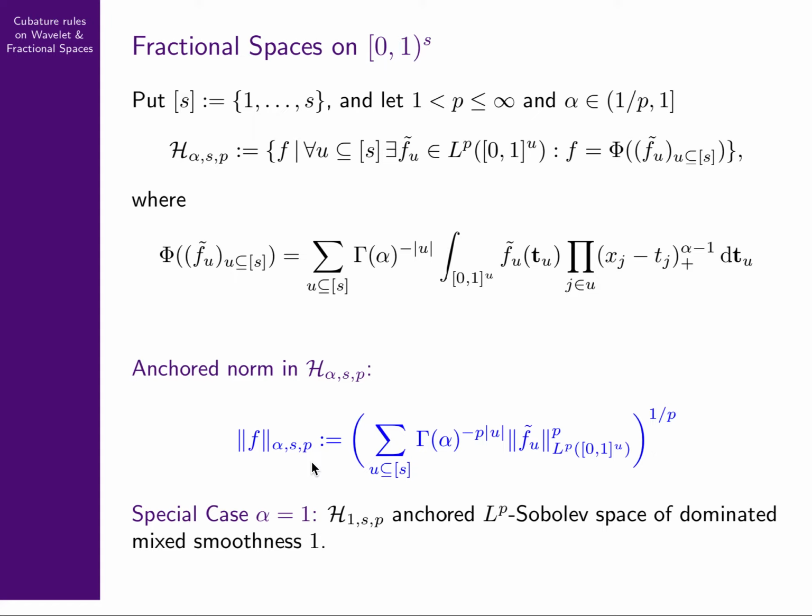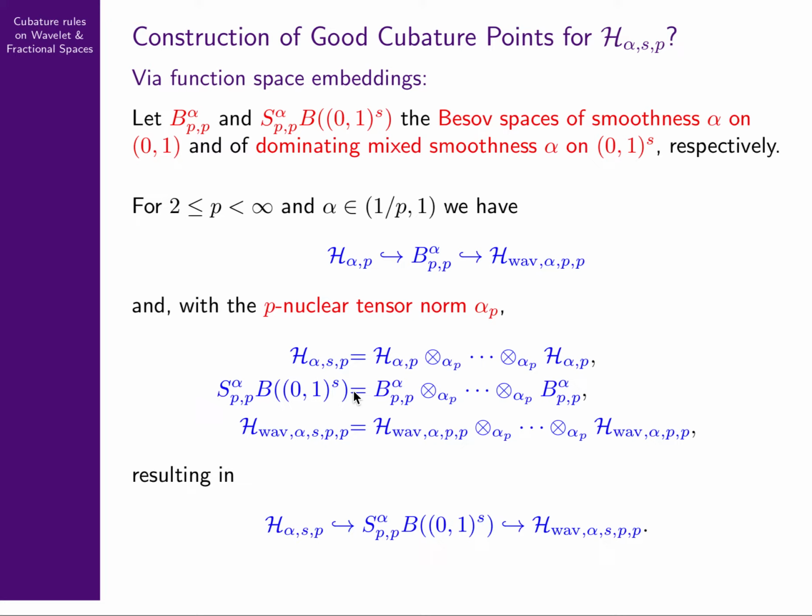Okay, so these are now the spaces which are of interest for us, and we want to do numerical integration on these spaces. So the question is, what are good cubature points for the integration problem on these spaces of fractional smoothness alpha of S-variate functions? The definition of these spaces is maybe not completely simple, and actually the fractional derivatives, that are integral differential operators, are a little bit more tricky to handle than usual classical derivatives. So maybe it's not good to approach this problem directly, or at least it could lead to a lot of technical problems. So our approach is now, we want to do function space embeddings.